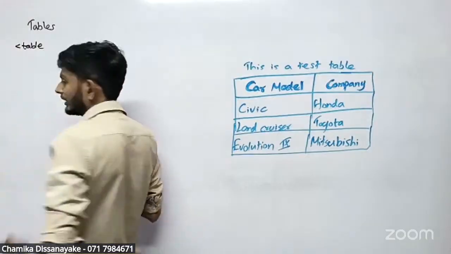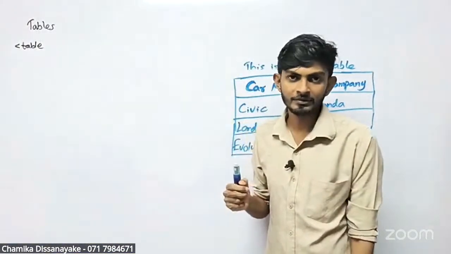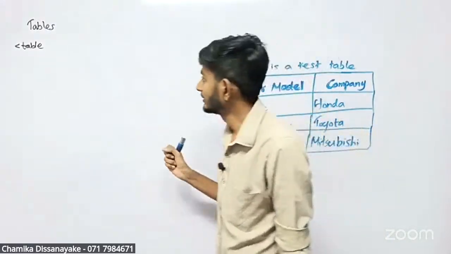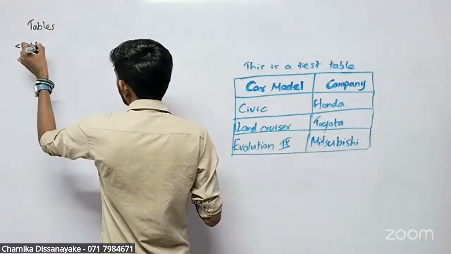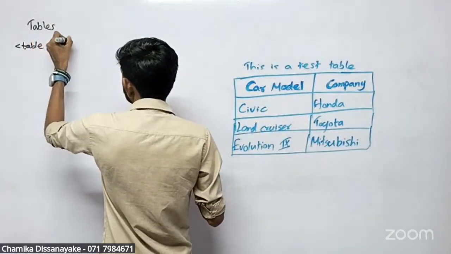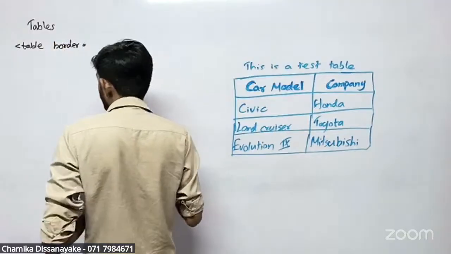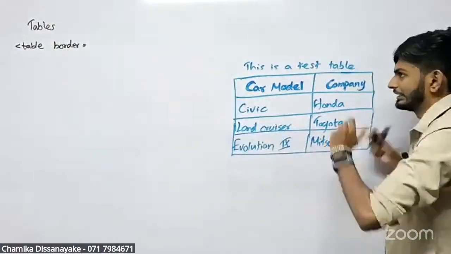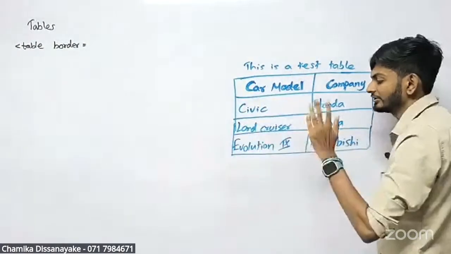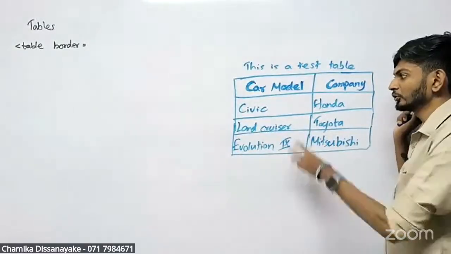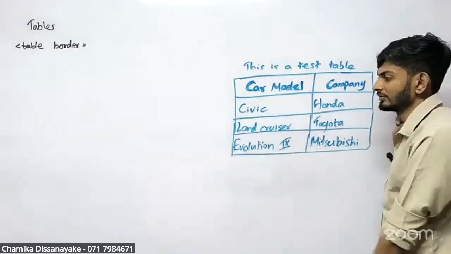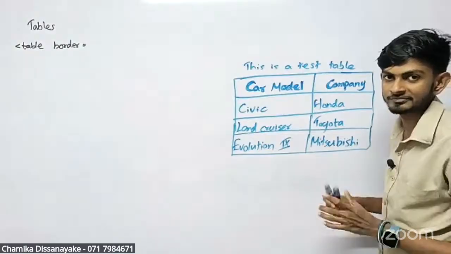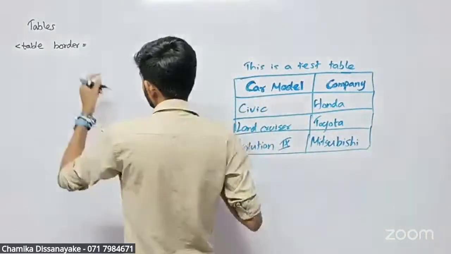Table. The tag name is table. Then there is an important attribute called border. We have to include this border because when we include the border attribute, the lines will be drawn. If we don't include the border attribute, the lines will not be visible. We cannot see those lines. So this border attribute is very important.